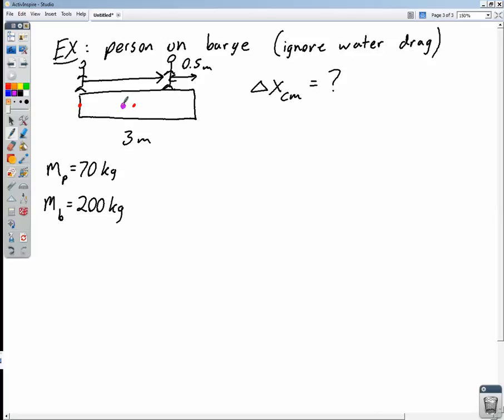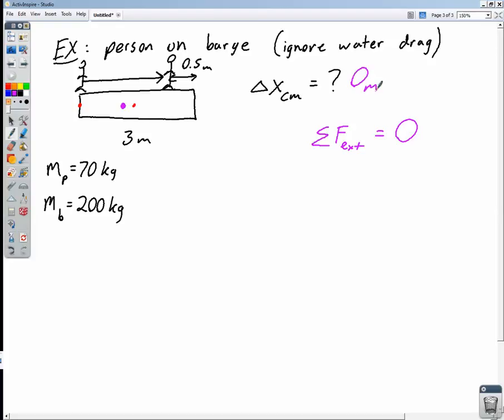Okay? And when the person walks from the left side over there, what we can say is the center of mass of the barge-person system doesn't change. If there are no external forces, then the sum of the external forces has to be 0, because there aren't any external forces acting on this system since we're ignoring water drag. The weight of the barge-person system and the normal force cancel each other out. So this is 0 meters. The center of mass of the system doesn't move.